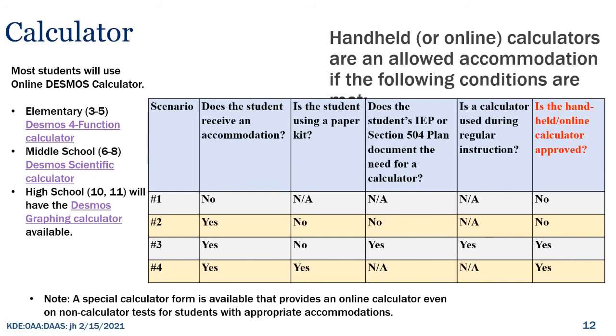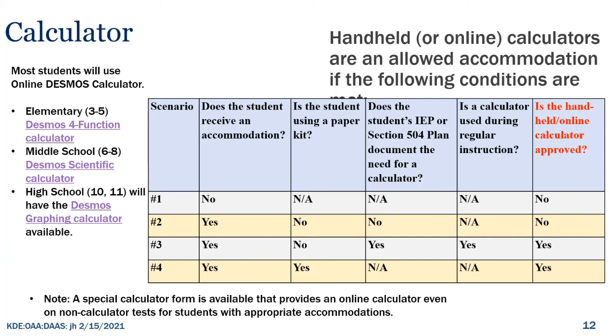Now in the IEP, starting this year with OSIL, they have had it where the student had to mark, or the ARC team had to mark, handheld or online. Whatever calculator that student uses or is marked on an IEP, they can use. So they can use an online calculator on a non-calculator test, or they can use a handheld calculator on a non-calculator test. But for that kid, the calculator is approved, okay?